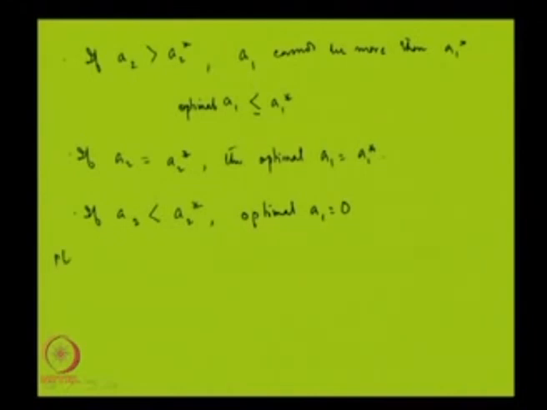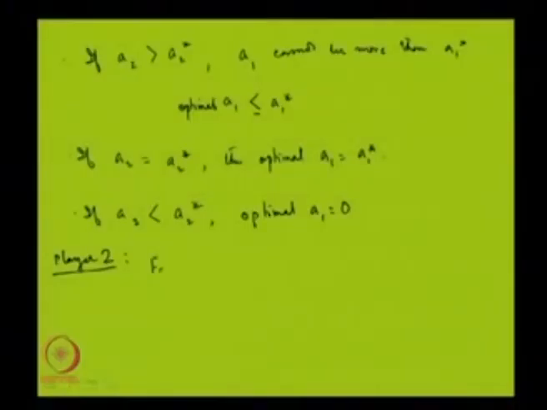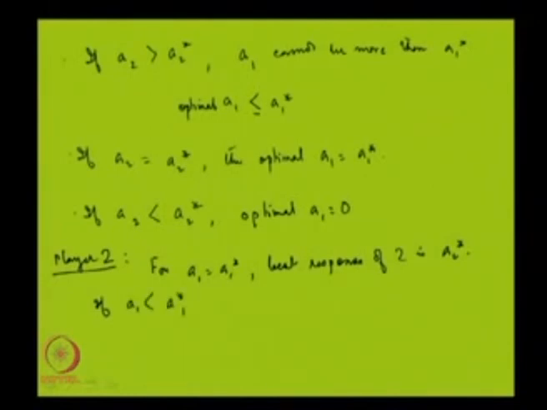Now let us look at player 2. To analyze the best response of player 2, first let us gather from the analysis above that A1 never exceeds A1 star. So, the range of values that I have to look into for A1 is that it is equal to A1 star or less than A1 star. For A1 equal to A1 star, the best response, that has been established, is A2 star. So, the only thing I have to look at is that if A1 is less than A1 star, then what happens? What should be the best action of player 2?